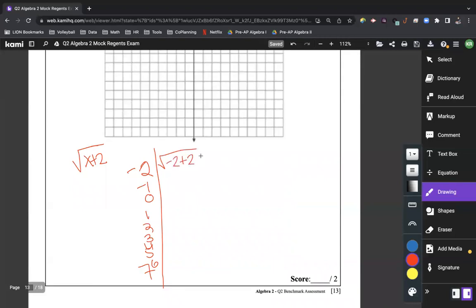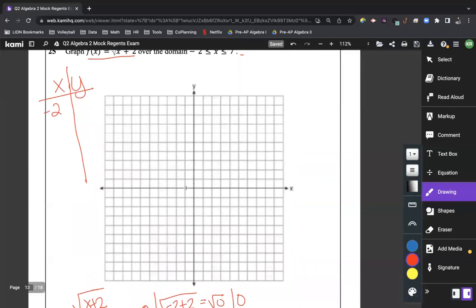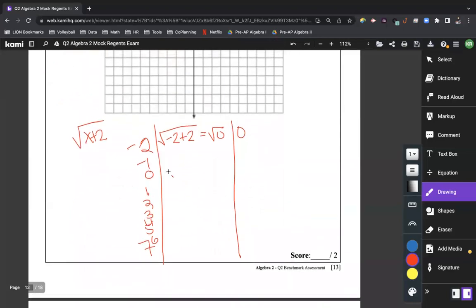-2 plus 2 equals the square root of 0, which is 0. So that's the first ordered pair you could have had: -2, 0. Okay? Square root of -1 plus 2 equals the square root of 1, which is 1. 0 plus 2 equals the square root of 2. That stays as radical 2, so you can't really plot this point, but you can have it in your table.